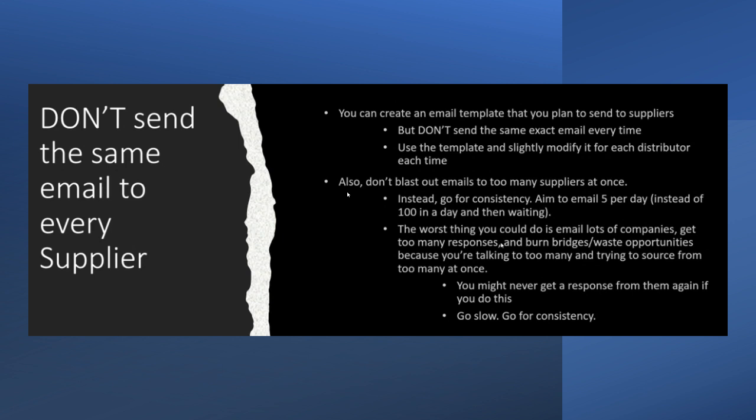So the worst thing that you could do is email a lot of companies, get too many responses, and then burn those bridges and waste those opportunities, because you're talking to too many companies and trying to source from too many at once, okay? Do a couple consistently, then the next day do a couple consistently, and that's the best way to approach it. And it's easier to do a lot that way anyway, because consistency always wins over time. Whereas if you try to do too much, you're also going to burn yourself out in the beginning, right? So you might never get a response again if you do this to too many companies. I'm telling you, just go slow, go for consistency. You will build your store consistently over time. That's the best way to approach it.